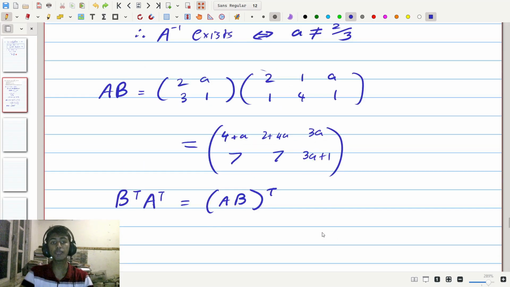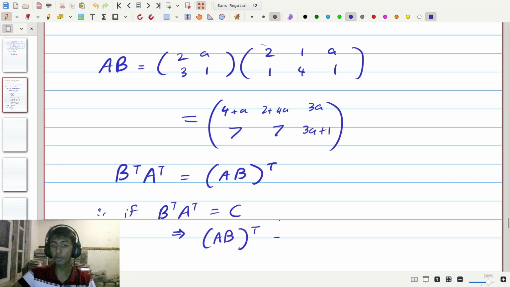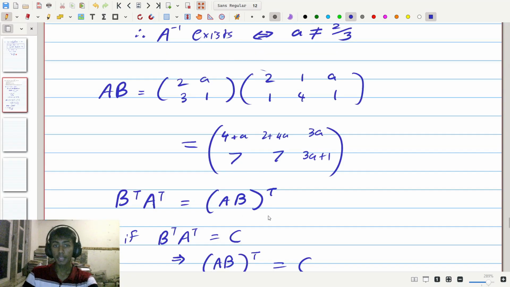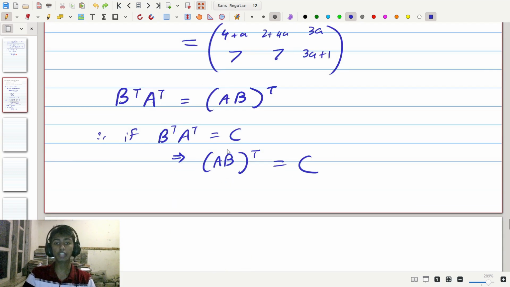So in this case, if we use it, we can see that if we have the condition that B transpose times A transpose is equal to C, then that means that A times B whole thing transpose must be equal to C. Now, if we take A times B, we already know it since we just proved it. So we can substitute that directly into here, transpose it and then equate it to C, and then using that, we can derive some equations which will allow us to find the exact values of A.